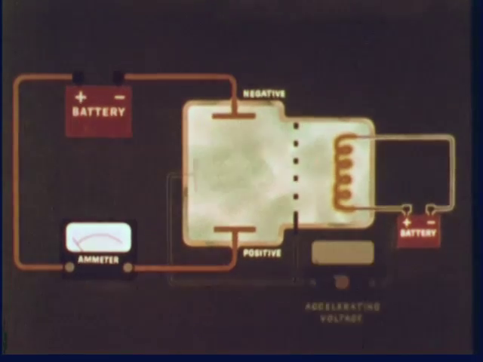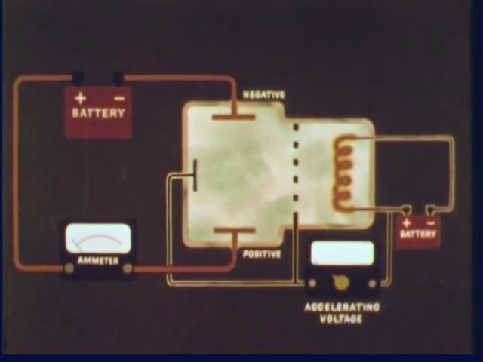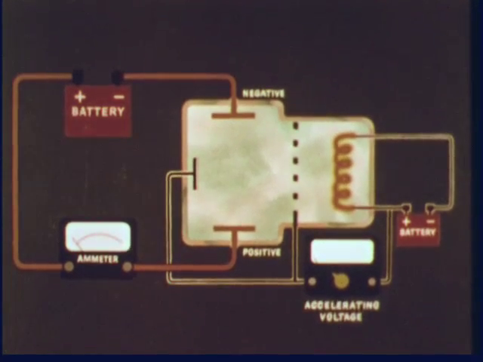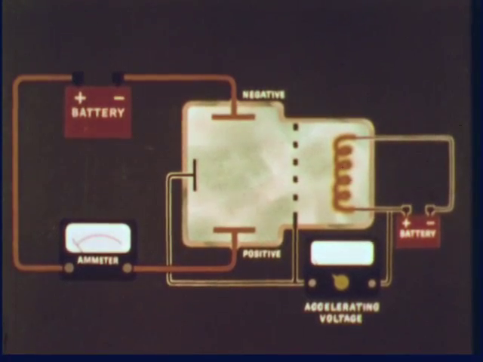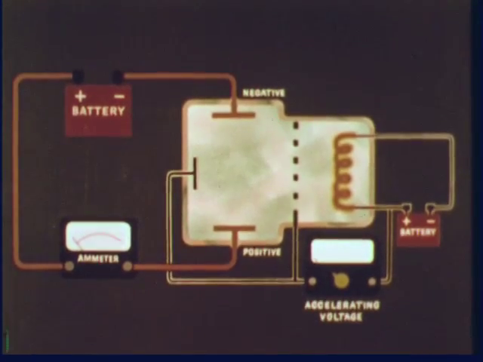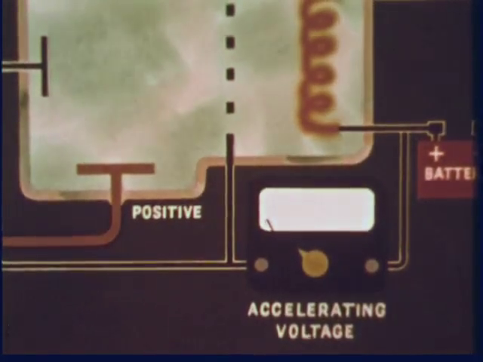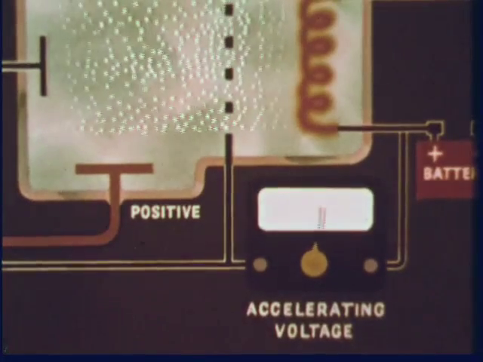The grid is connected to a source of positive voltage which attracts the negative electrons. The energy of the electrons is controlled by the value of the positive accelerating voltage. Knowing the voltage allows us to calculate the energy of the electrons. As the accelerating voltage is increased, the electrons are given more and more energy.